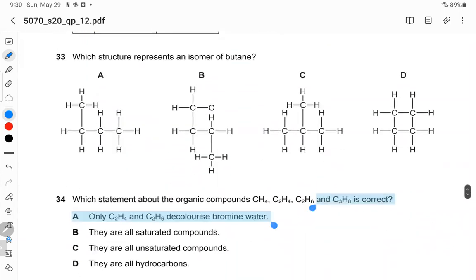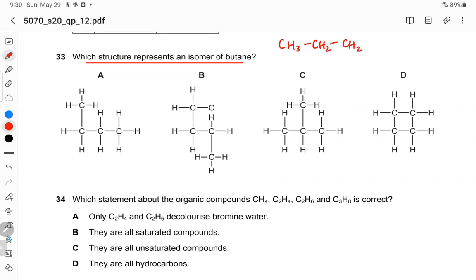Now question number 33. Which structure represents an isomer of butane? So butane is CH3, CH2, CH2, CH3. So its formula is C4H10. So I can easily mark D wrong because D is C4H8.